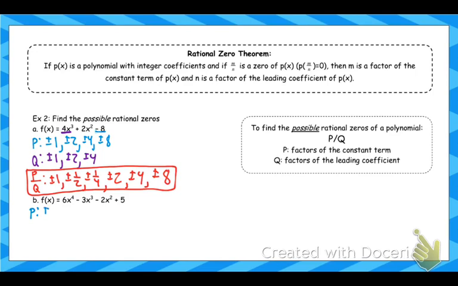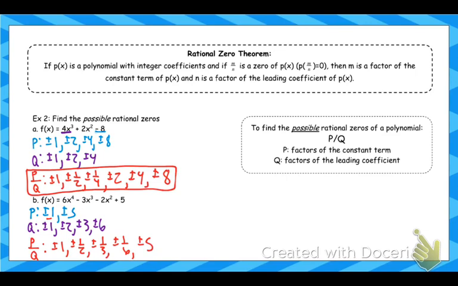All right, so P here is just plus or minus 1 and plus or minus 5. Q, plus or minus 1, 2, 3, and 6. Then we move on to P divided by Q. Again, every P divided by every Q. That's going to give me 1, 1/2, 1/3, 1/6. Then I'll do 5 divided by 1, 5 divided by 2, 5 divided by 3, and 5 divided by 6. In this case, there weren't any overlaps. So we have a lot of different possible combinations here.